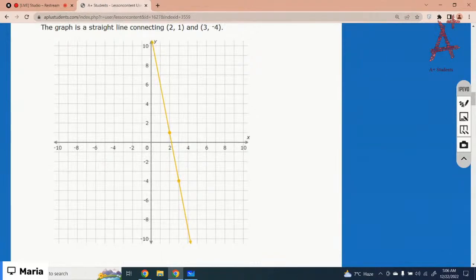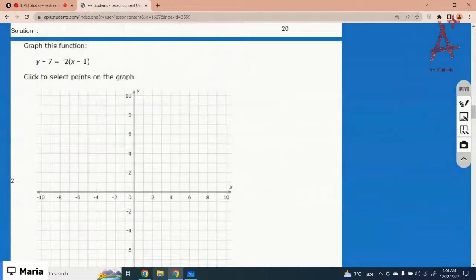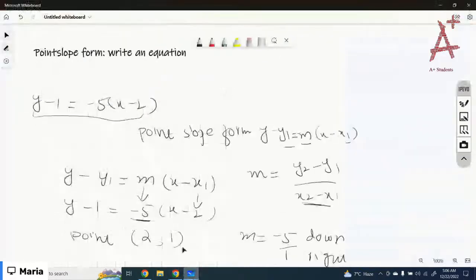Got it? You have two points: they are 2, 1, and the one that you plot using slope, that would be 3 and negative 4. So you can plot the graph using the slope and a point on the graph. Got it, everyone? Let's do another example. The other example is y minus 7.